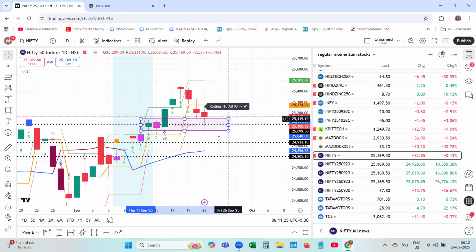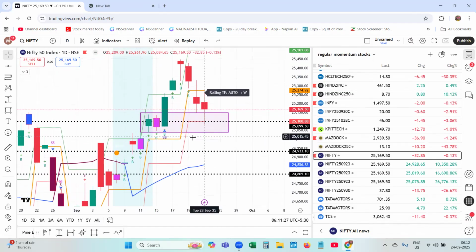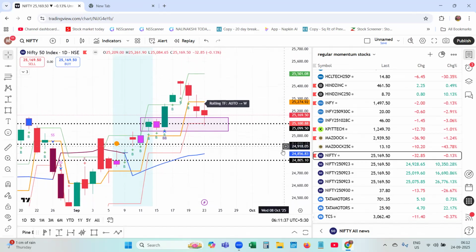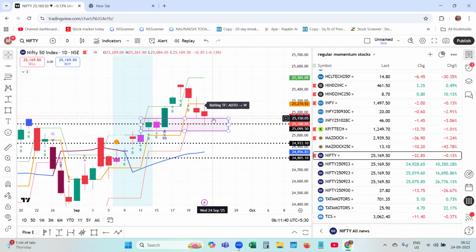So you might have seen how the Nifty behaved. It has dipped into this order block and it has closed above. So we need to watch carefully. Any day reversal can come in this. Today is Wednesday. You watch whether it will go sideways.